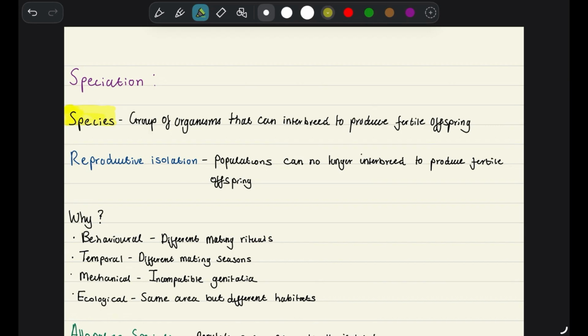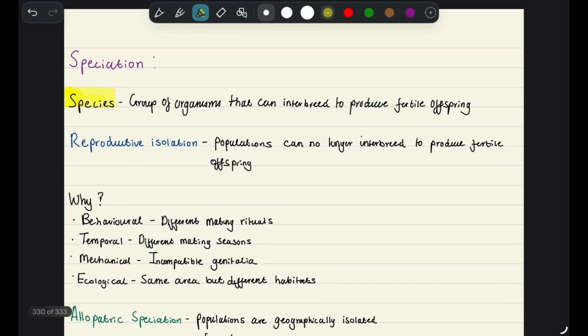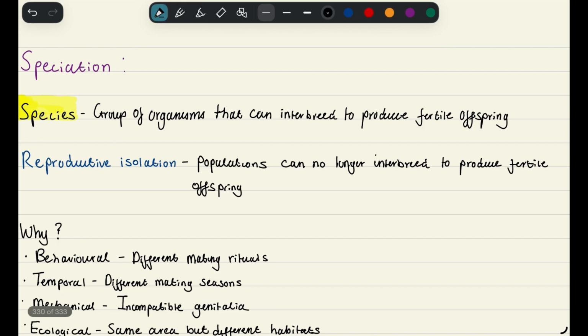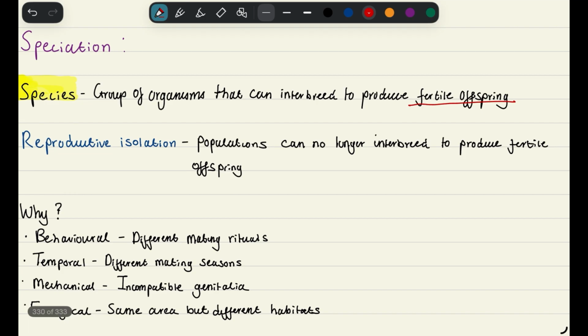Okay, so it's looking like a chunky video, but speciation is the last one we need to cover. And a really, really important definition is for species: a group of organisms that can interbreed to produce fertile offspring. And I need you to know, if you're not saying fertile offspring, you're not going to get the mark. Yeah? So a group of organisms that can interbreed to produce fertile offspring. And that also gives us the idea of reproductive isolation, which is when a population can no longer interbreed to produce fertile offspring.